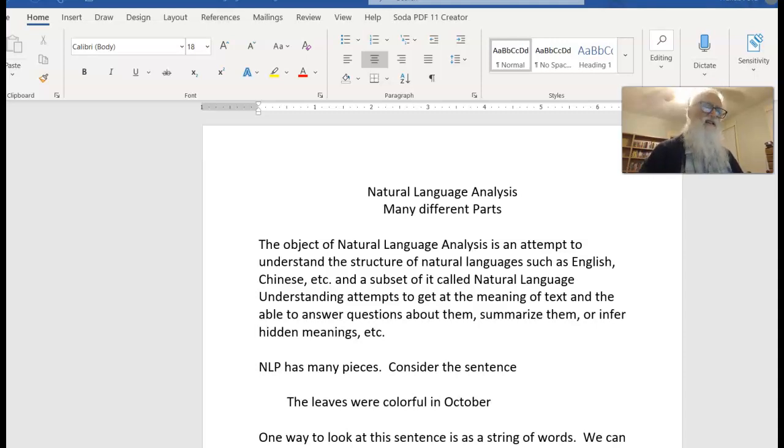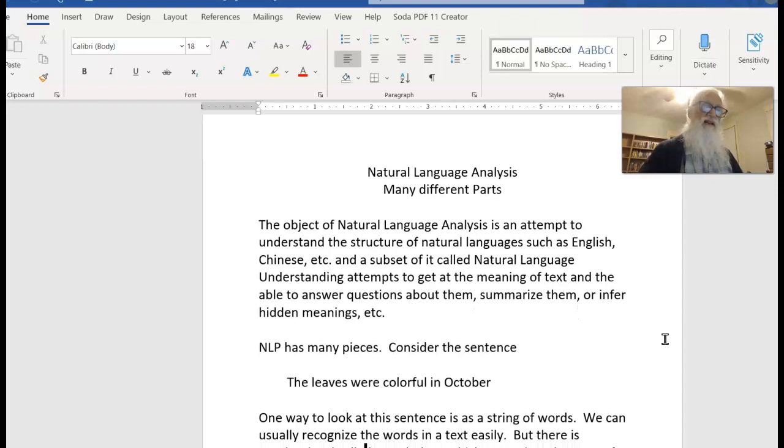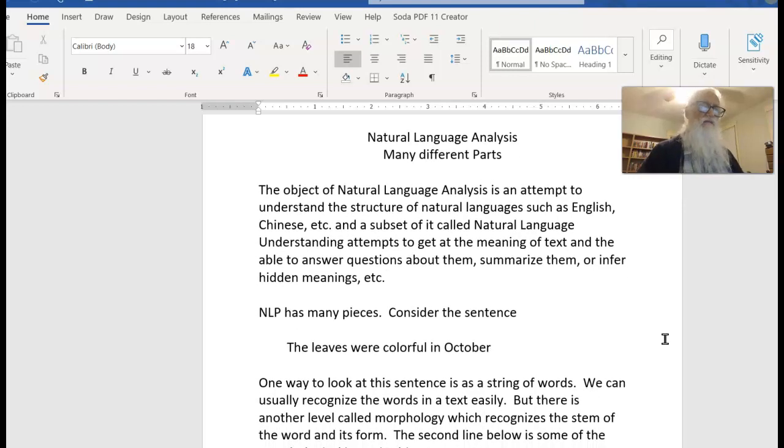Consider this sentence: the leaves were colorful in October. Well, one easy way to look at it is as a string of words, and that can be very useful. We need to be able to recognize the words. But it's pretty simple to tear apart sentences and turn them into words. You've done that already yourself, probably in some program somewhere. But we want to go further than that.